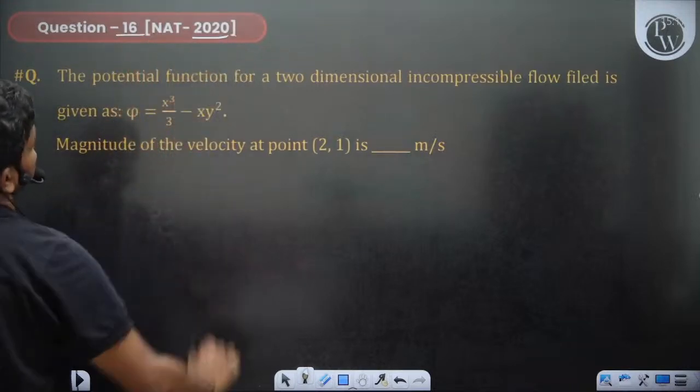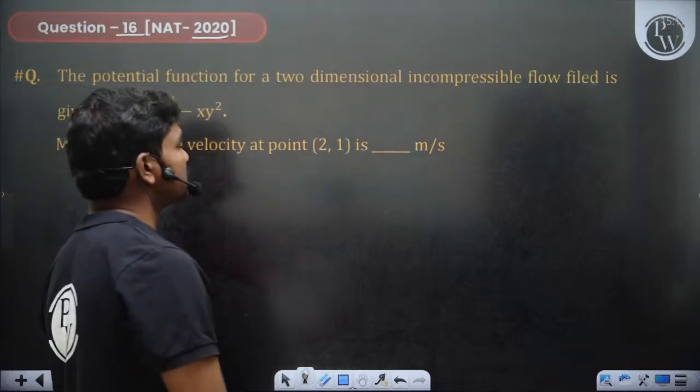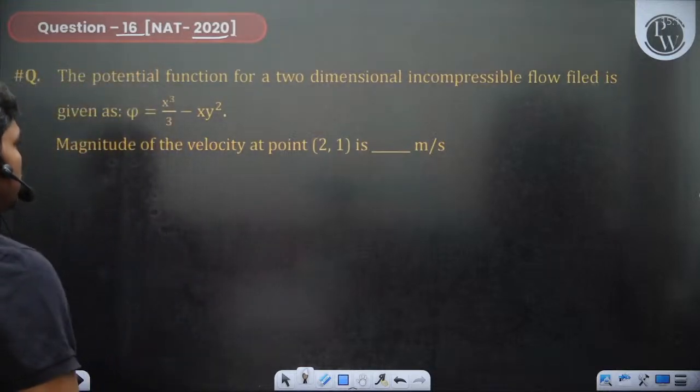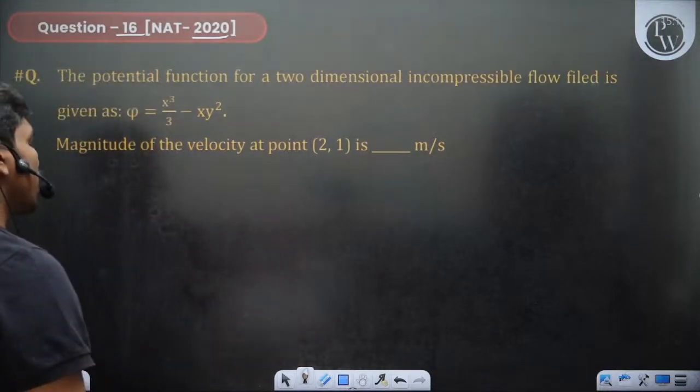The 2020 question: the potential function for a 2D incompressible flow field is given as phi, and we need the magnitude of the velocity at the point (2, 1).